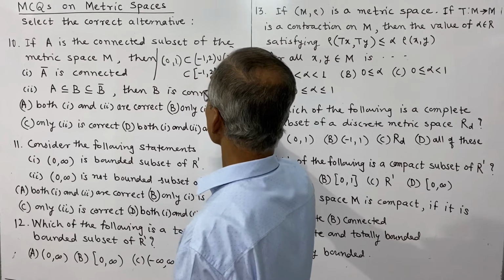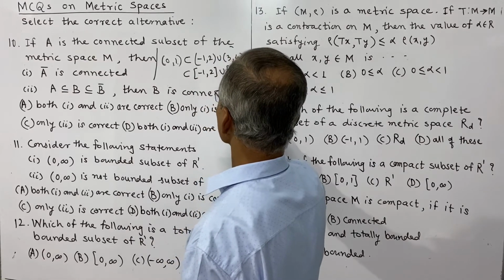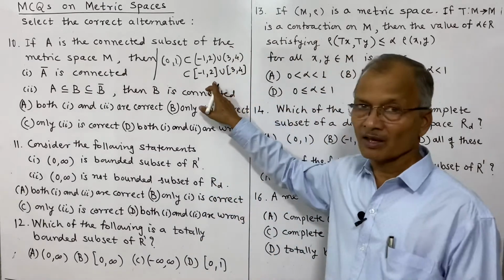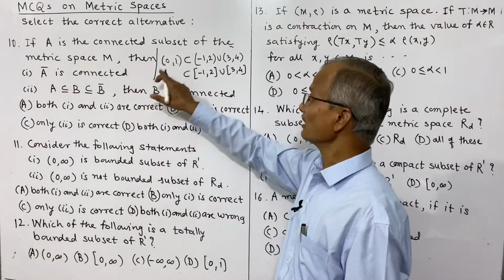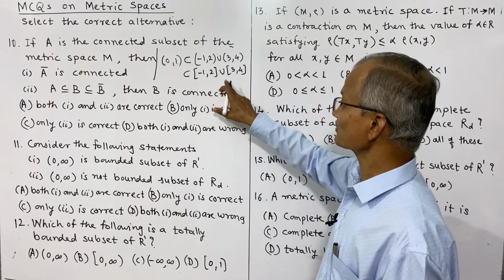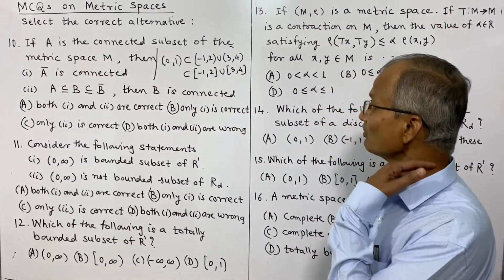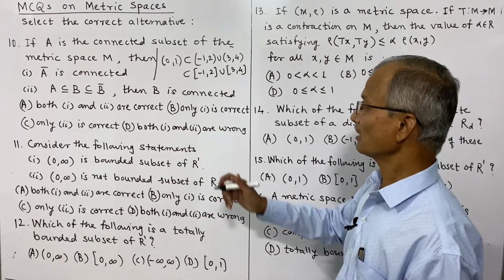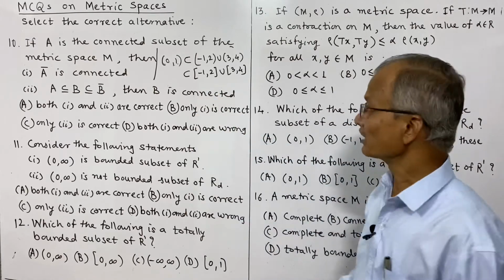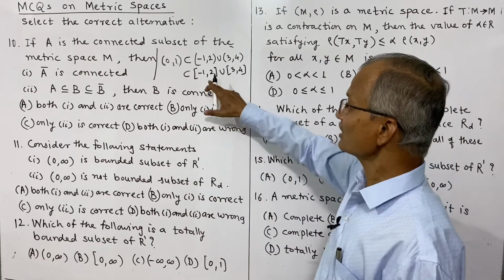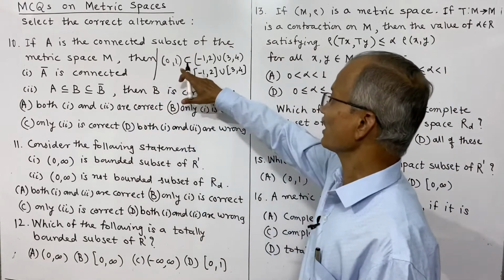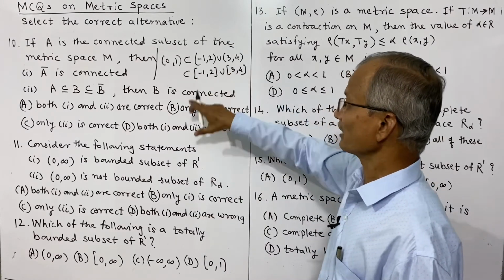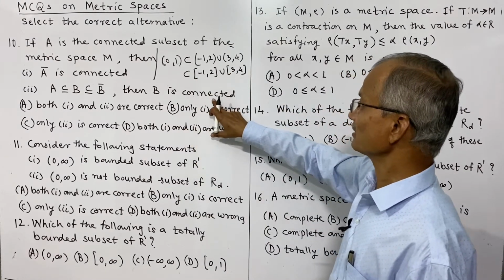-1, 2 union 3, 4. This will be B bar. This is B and this is B bar. So this happens here. A is subset of B, B is subset of the closure. Closure will be closed set. If B is open interval, then its closure is the closed set. And here obviously this relation is satisfied by A, B and B bar. But this B is not connected.